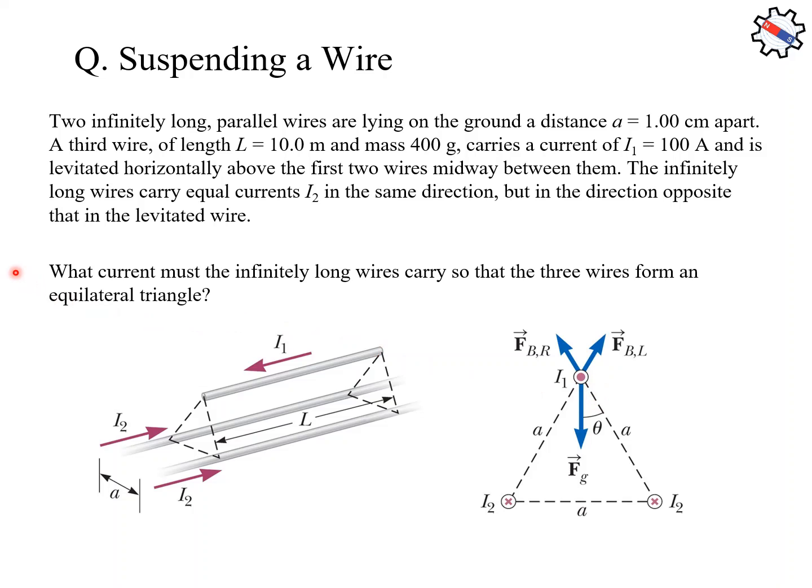And the question is, what current must the infinitely long wires carry so that the 3 wires form an equilateral triangle, as shown, so each side. So yeah, what is I2 then?